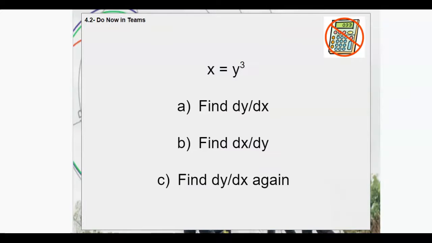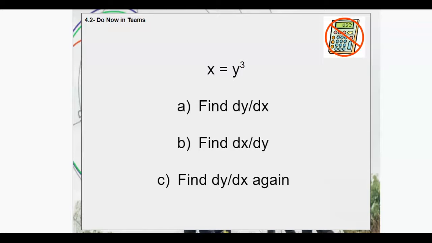we're going to get onto the main business for today. The main business is going to be exploring this idea of dx by dy. We're obviously really used to seeing dy by dx, but we're going to think about what dx by dy actually is.